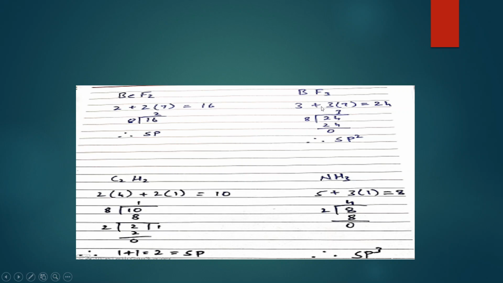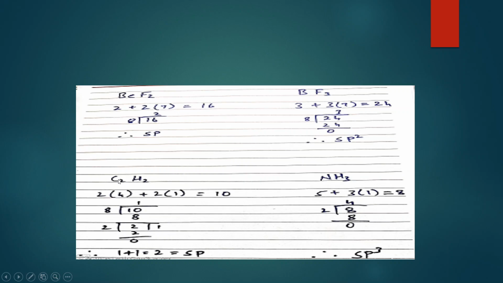BF3, boron has 3 electrons in its valency shell, plus fluorine, there are 3 fluorine atoms, so 7 into 3, so it sums up to 24. Now let us see, it is 8 into 3s are 24, 0 remaining, so that is sp2. This is our answer, BF3. Now let us see other 2 options also.